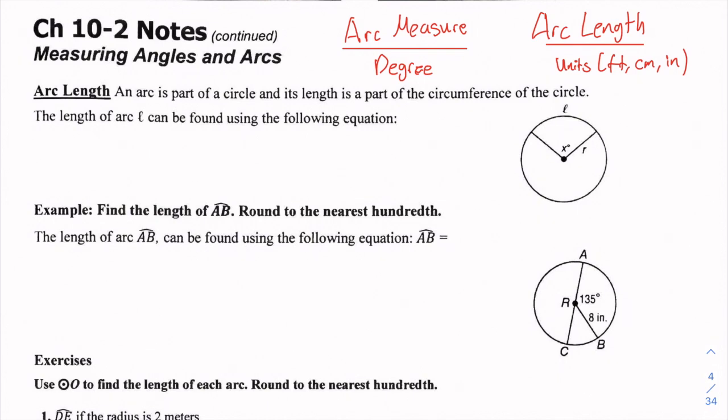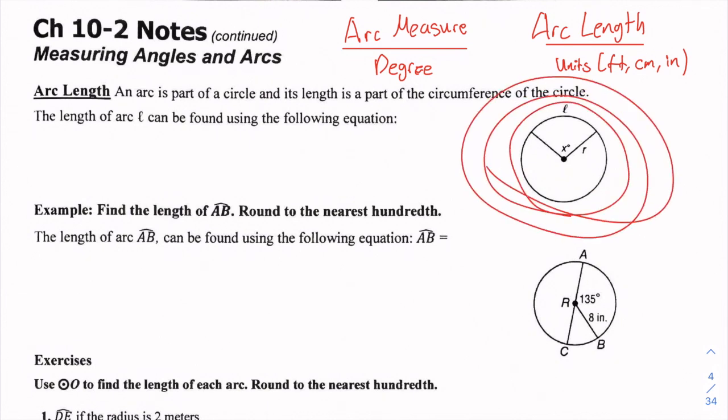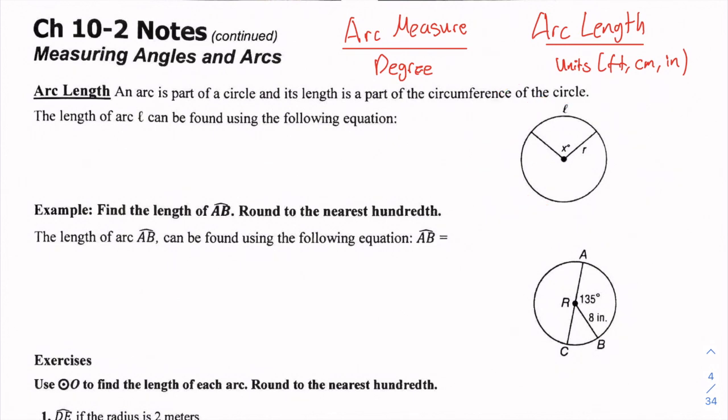So for an arc length, look at this circle. The arc length is just part of the circumference, the perimeter of a circle. The circumference is 2 pi r. We know that, the whole circumference. But now for arc length, we're going to use L for arc length.